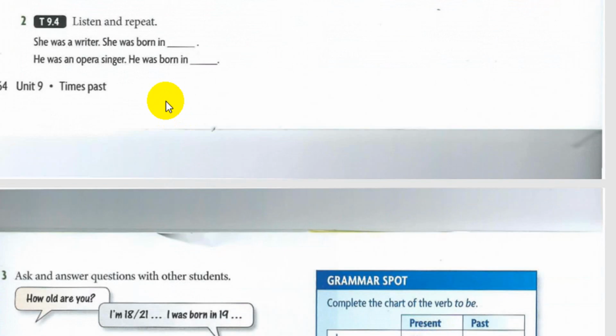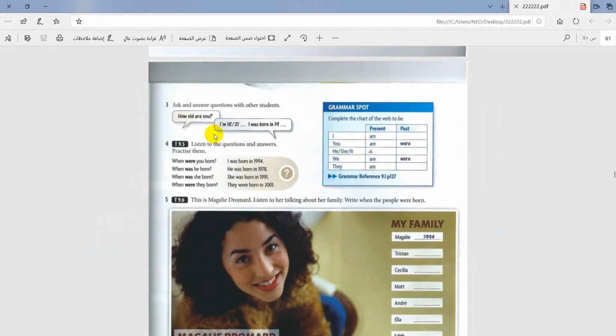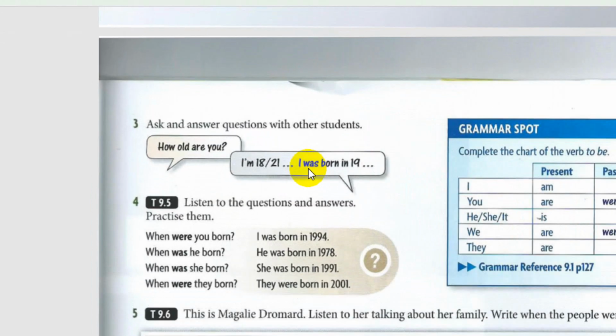Okay, time passed. Here we have ask and answer the questions with other students. How old are you? I am 18, 21. I was born in 19, blah blah blah. So these are the options, اختيارات, you can do them. Listen to the questions and answers, practice them. When were you born? I was born in 1994.